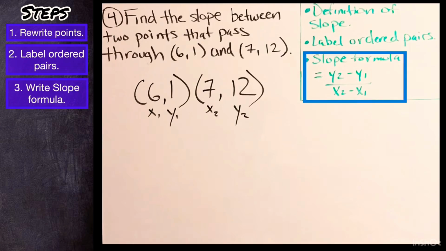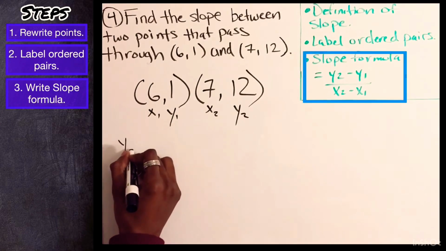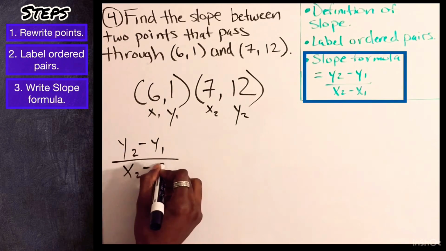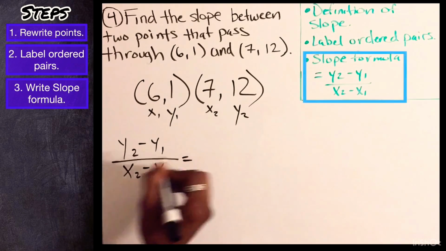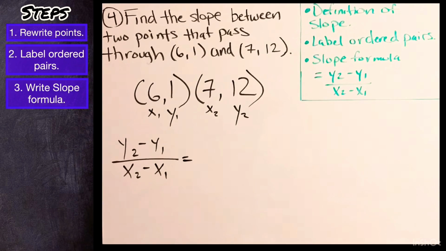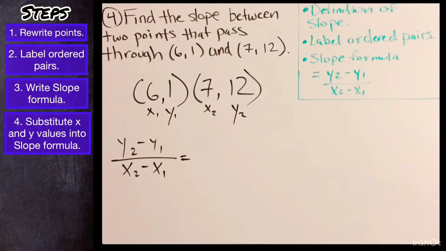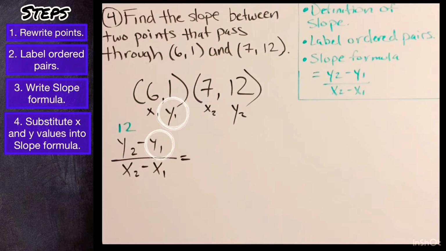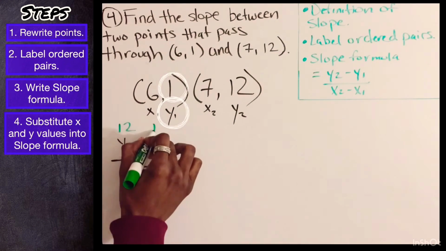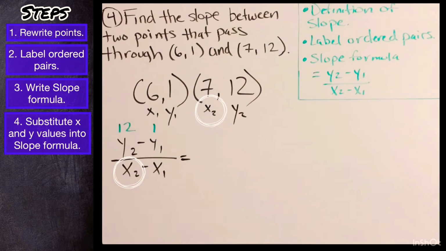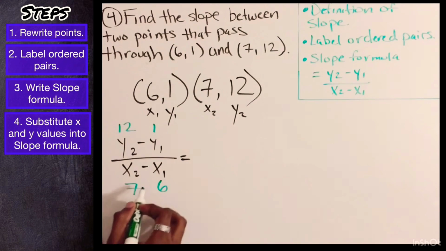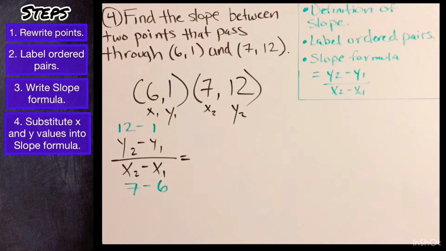Step 3, write the slope formula. y sub 2 minus y sub 1 over x sub 2 minus x sub 1. Make our little equal sign. Step 4, so we see that our y sub 2 is 12. And our y sub 1 is 1. Our x sub 2 is 7. And our x sub 1 is 6. And let's keep our minus signs on both of them.